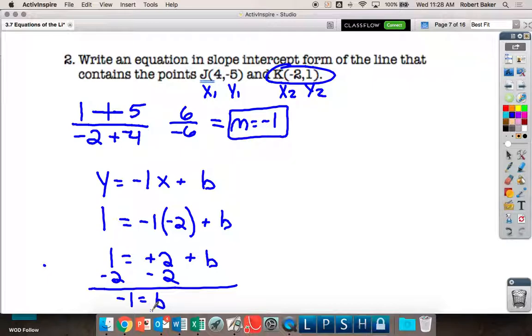Do I have enough information to write a full equation? Yes. What is my full equation? Y equals -1x minus 1.